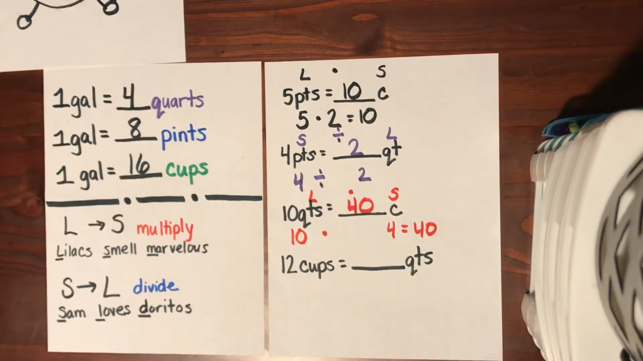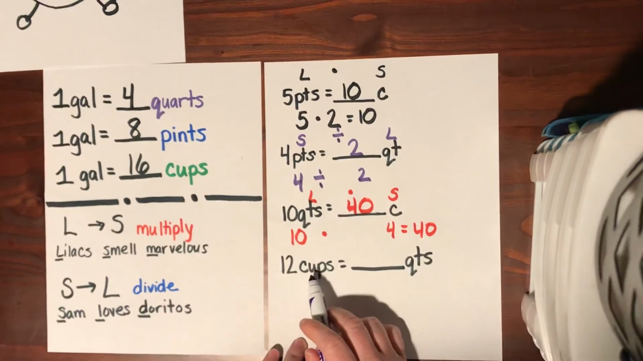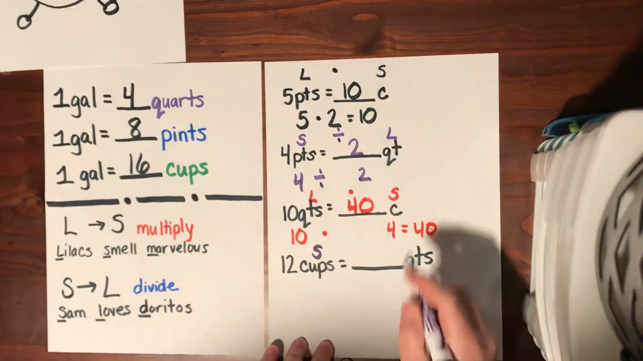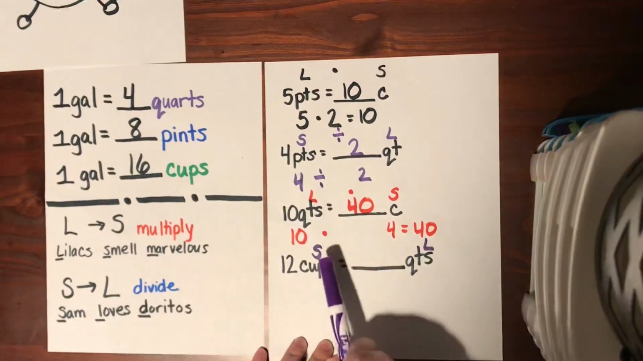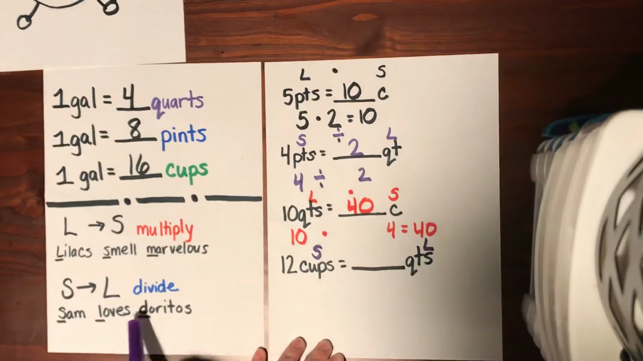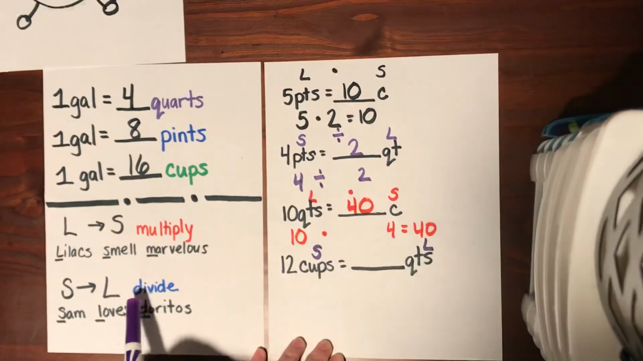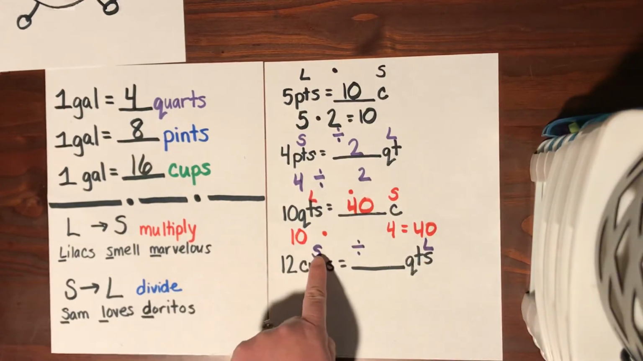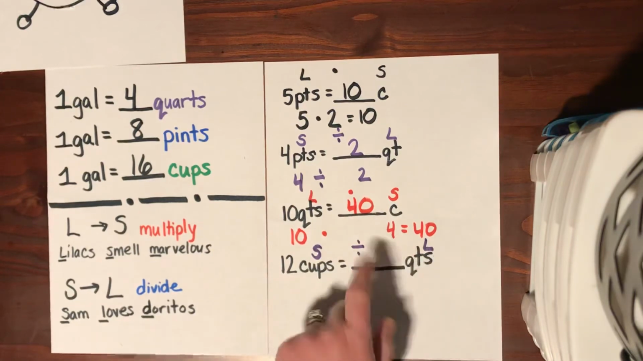Now, it says 12 cups equal how many quarts? First thing you want to do is see, are you going from a larger unit to a smaller unit, or a smaller unit to a larger unit? So you're going to say, okay, I'm going from cups to quarts. I know that cups are smaller and quarts are larger. So smaller to larger, looking at my rules, smaller to larger, Sam loves Doritos. Smaller to larger, I'm going to divide. So here's my operations symbol. Smaller to larger, we're going to divide.